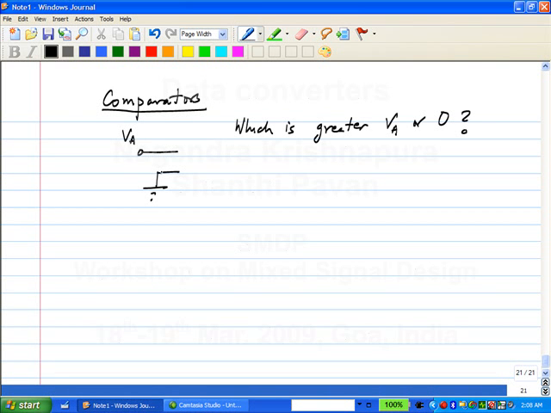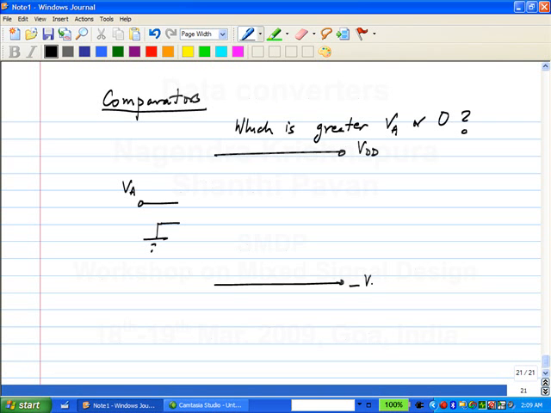Okay. What all can you do? Let's assume that we have dual supplies for the time being. I don't think there's any fundamental difference, but it makes reasoning easier. So you have plus VDD, then you have minus VDD, right? And the input is VA, correct? And you want to compare it with 0 and produce a logical one which is plus VDD if VA is greater than 0, and you want to produce minus VDD if VA is smaller than 0. What do you think I can do?